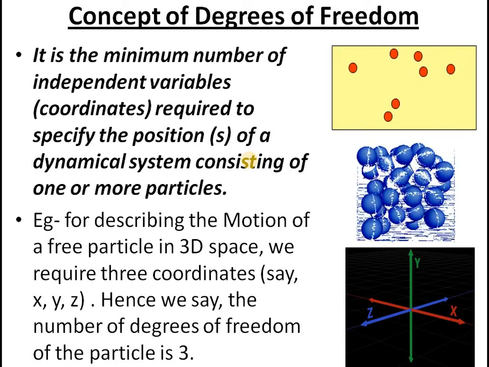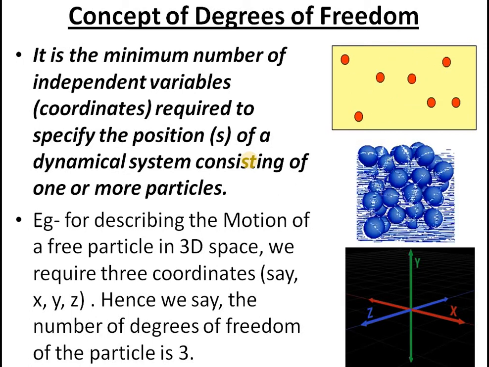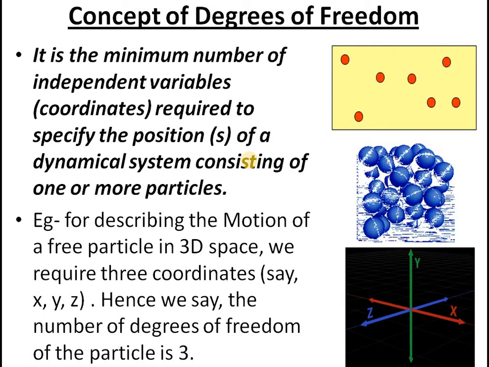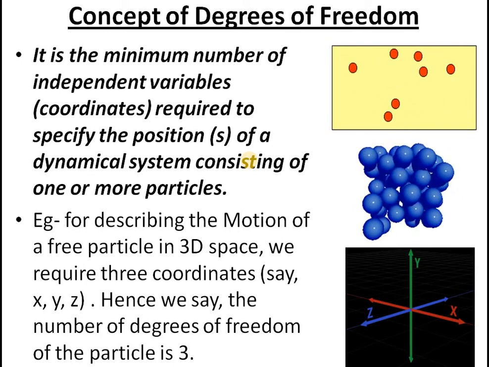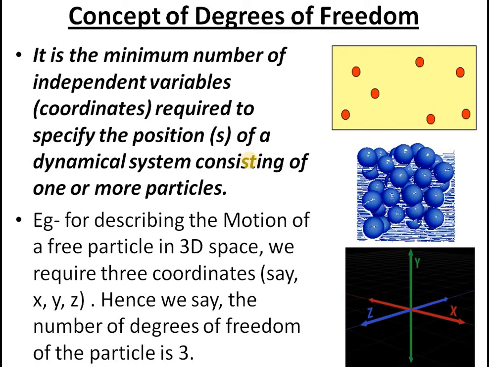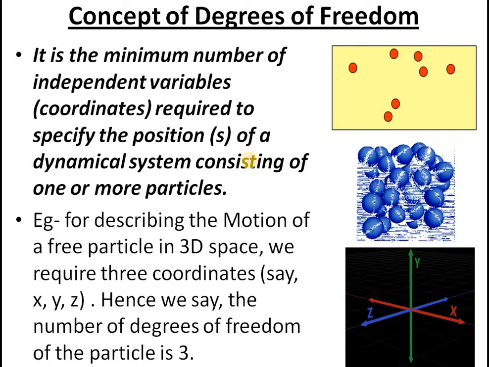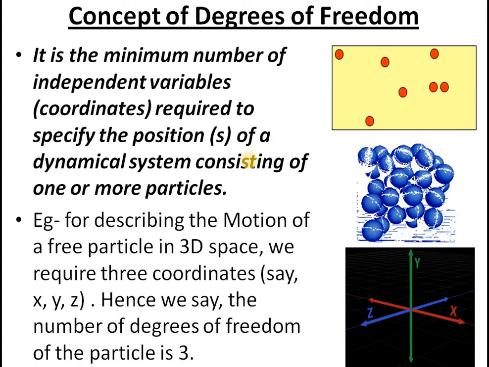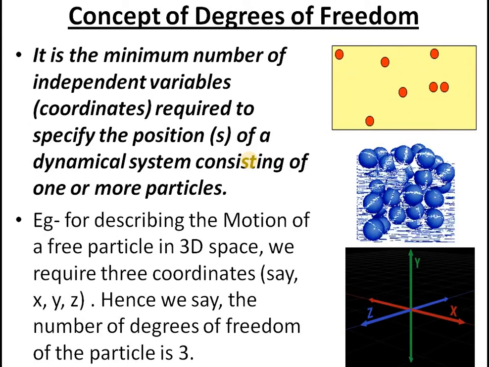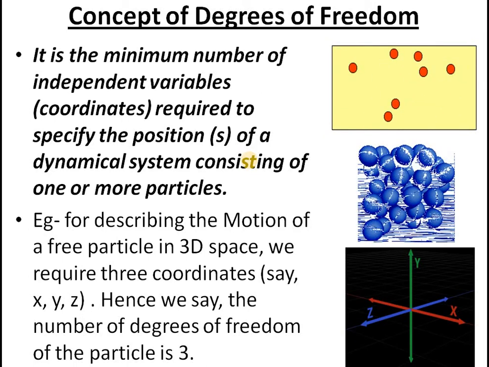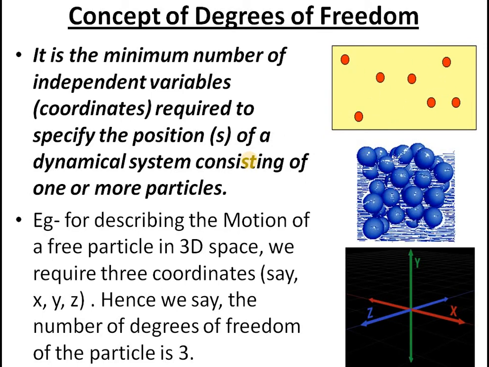For example, an example is given here for describing the motion of a free particle in 3D space. So in the simplest case, in a 3D space, we require three coordinates x, y, z. Then we say what? The number of degrees of freedom of the particle. It is a fact that in a 3D space, if there is a free particle with no restriction upon it, it is free to move in any direction. Then we need x, y, z coordinate variables to describe its motion. So we say its degrees of freedom is 3.